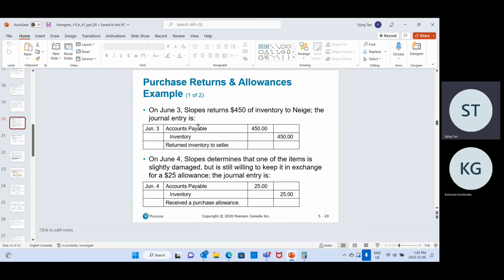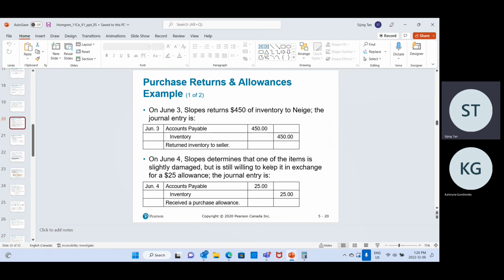Slope purchased from Lage on May the 27th. June 3rd, Slope returns $450 of inventory to Lage. We're going to record the inventory return. That means from the Slope side, inventory decreased 450. Accounts payable decreased 450. So the total money that has to be paid to Lage decreased by $450 because Slope returned that inventory. So this is what the return of inventory journal entry looks like.